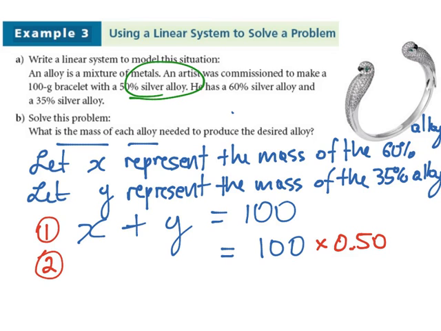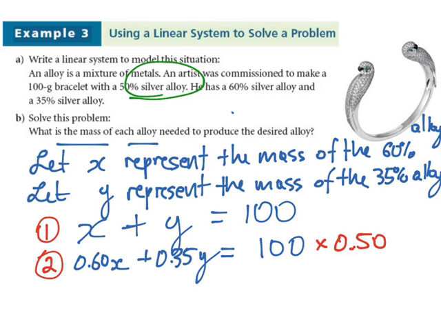What about for the X value? We know that 60% of the X silver alloy is pure silver. So we can multiply 0.60 by X to illustrate that 60% of the X amount is pure. What about for the Y? It would be 0.35 times Y. And this is our second equation.